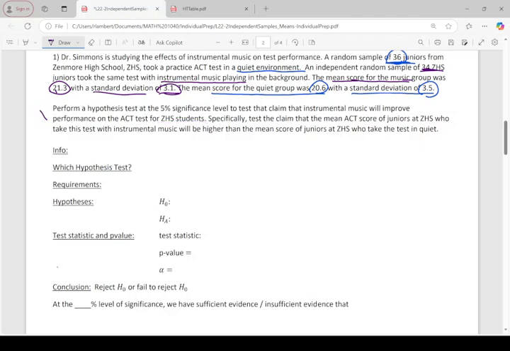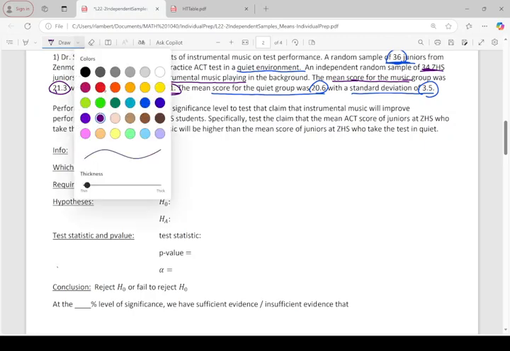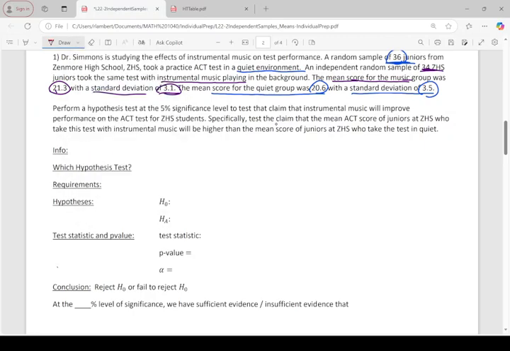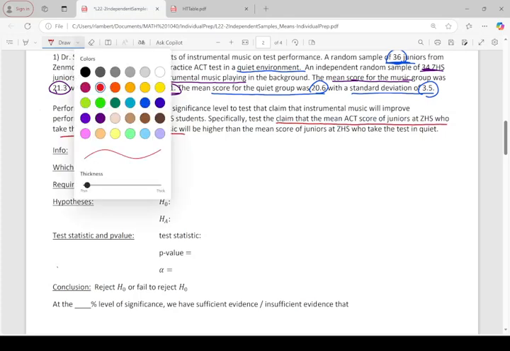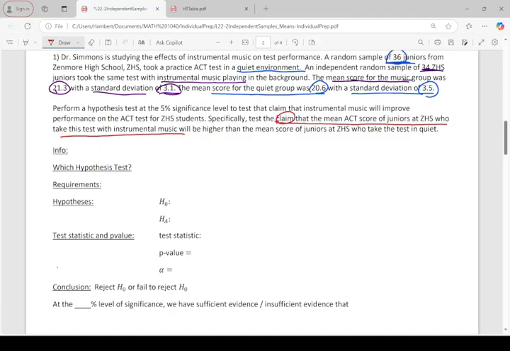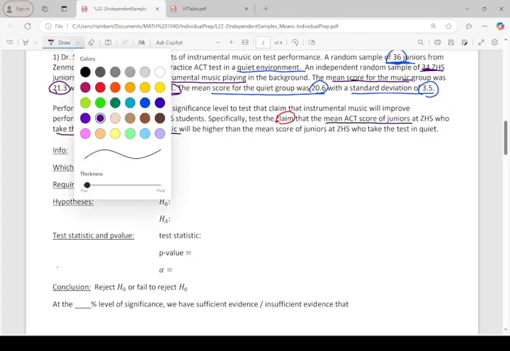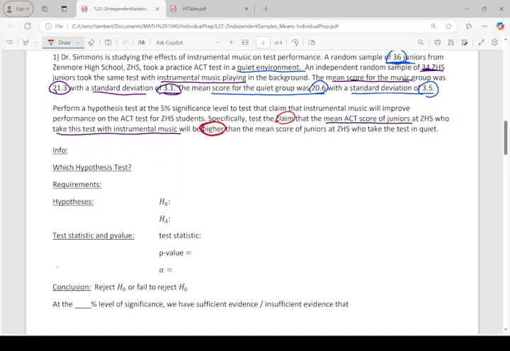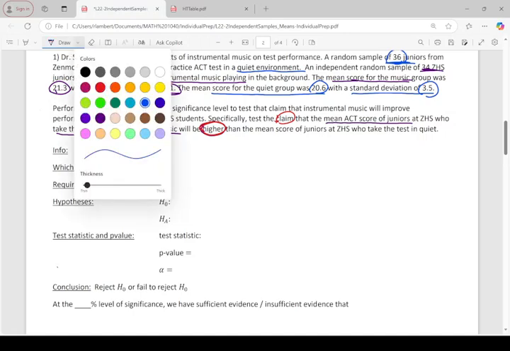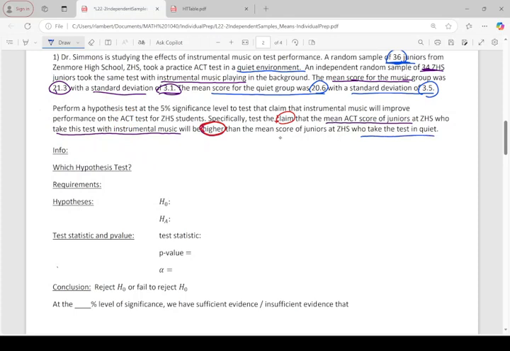Specifically, the claim that's being tested is, we'll do this in red, test the claim that the mean ACT of juniors who take the test with music, we want to color code this, the music group's purple, okay, the mean ACT of juniors who take the test with music will be higher than the mean ACT score of juniors who take the test in quiet.